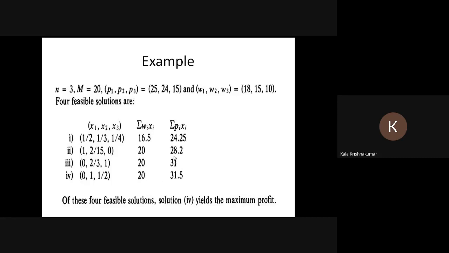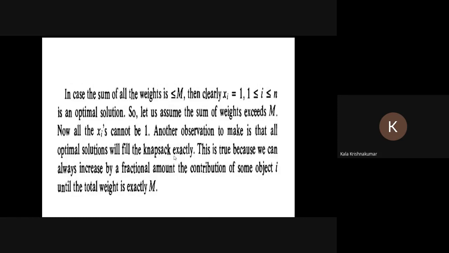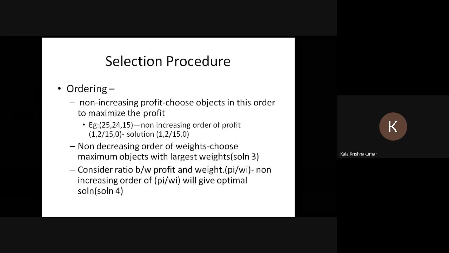So clear. We are talking about the selection procedure. The selection procedure is the one that goes with the optimization measure. When you choose the selection procedure, it should maximize the objective function. So we are trying to find some selection procedures for the knapsack problem. Suppose we sort the inputs in non-increasing order of profit and choose objects in this order to maximize the profit. We came to know that this will not yield an optimal solution.